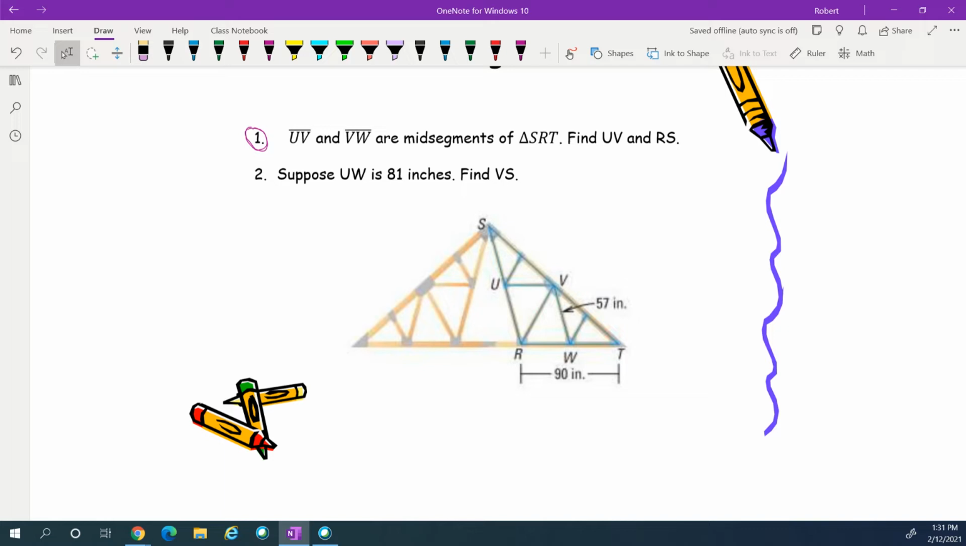UV and VW are mid-segments of the triangle, and we're asked to find UV and RS. So we work on one at a time. UV is a mid-segment. It is parallel to RT. So UV is parallel to RT. UV equals 1/2 of RT. We're looking for UV. We know RT is 90. So UV equals 45 inches.